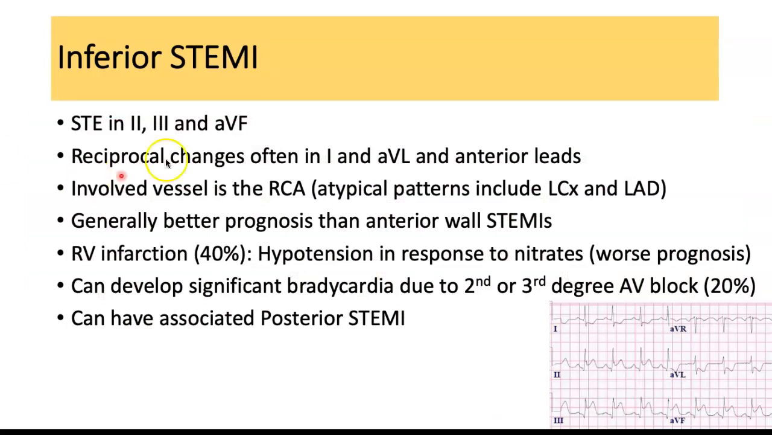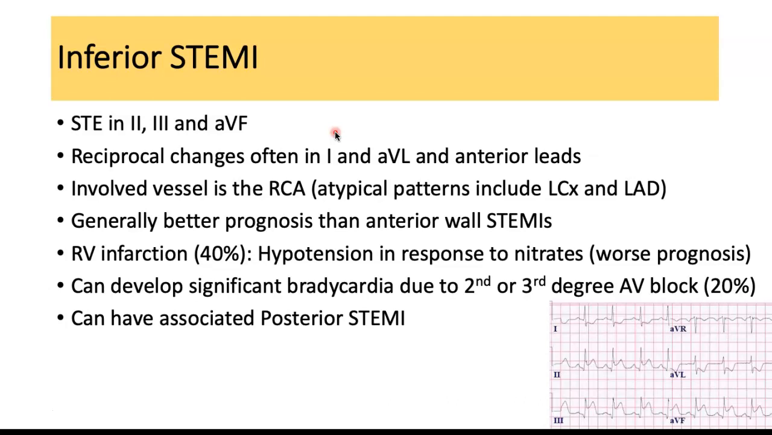Now we're going to talk about inferior ST segment elevation myocardial infarction. So you will see ST segment elevation in leads 2, 3, and AVF. There will be reciprocal changes often in lead 1 and AVL, as well as the anterior leads. The involved vessel is typically the right coronary artery. If there are atypical patterns, it could also include the circumflex and the LAD. Generally have a better prognosis than anterior wall STEMIs.